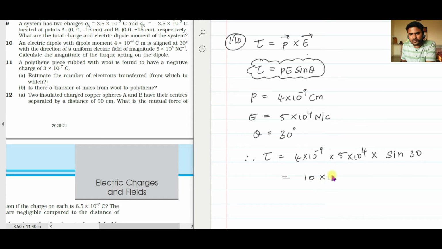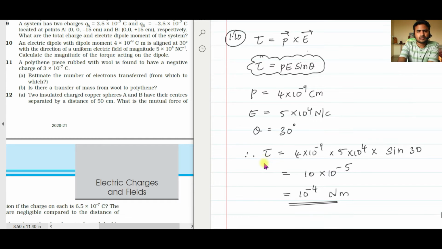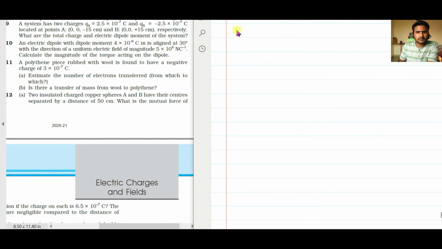So 10 into 10 to the power of minus 9 into 10 to the power of 4 is going to be 10 to the power of minus 5. So basically you are getting it as 10 power minus 4 Newton meter. Okay, unit of torque is Newton meter. Alright, fine. So now we will move on to the next question, which is 10.11.